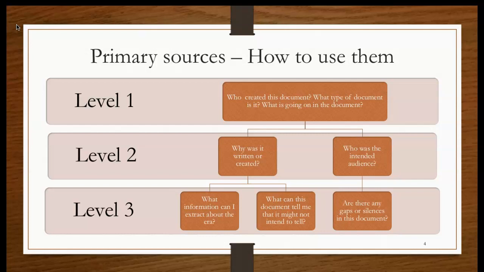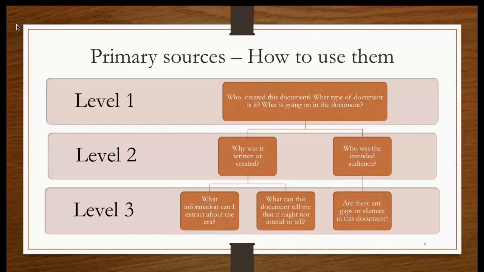And then, are there any gaps or silences in this document? How complete a picture of the past can it give me? Does this document have a particular bias? I'm going to talk about bias in our next How to Do History lecture. But for now, just remember that you want to think about what this document is telling you, and also what it is telling you that it might not intend to tell, and what areas are maybe silent in this document. So that's how you want to approach reading primary sources and using them.